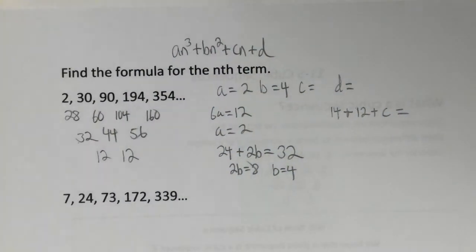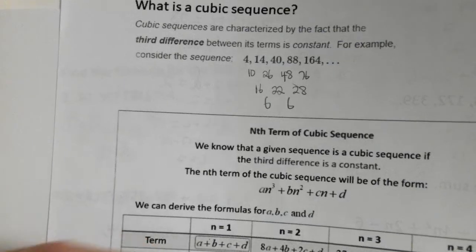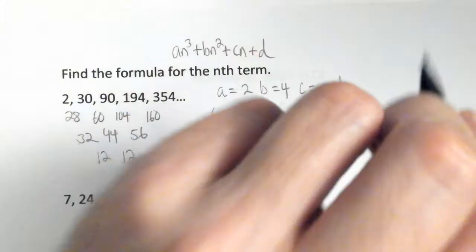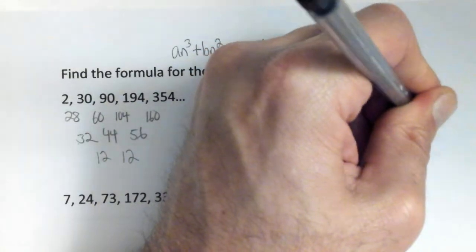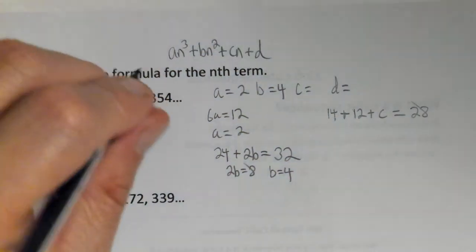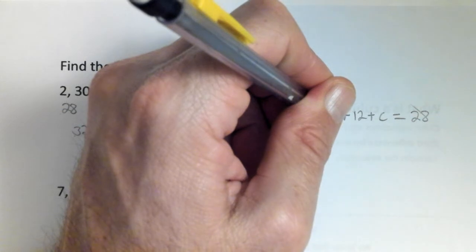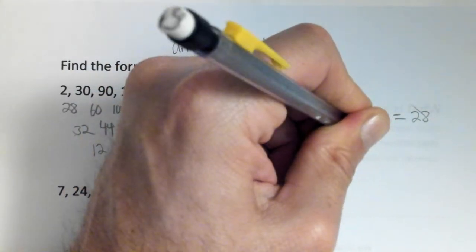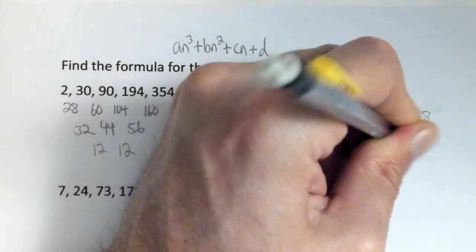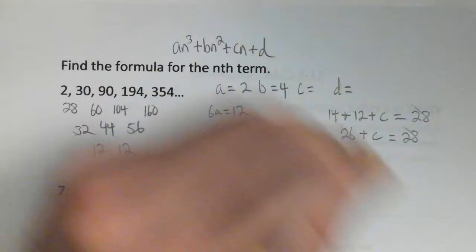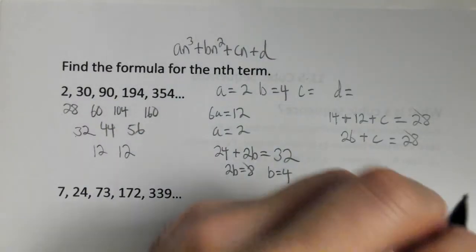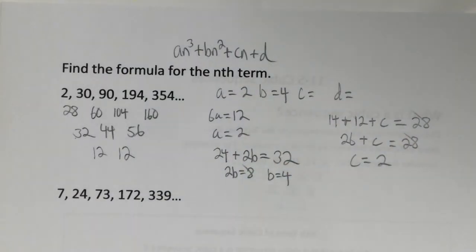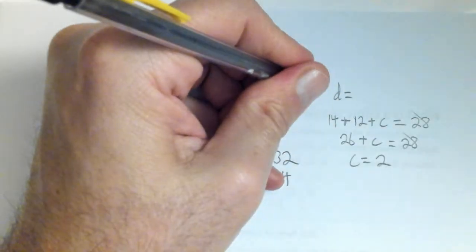Now, what is that first difference equal to? Well, it's going to be equal to 28 in this case. So I'm going to set that equal to 28 and solve it for c. 12 plus 14 is going to be 26, plus c equals 28. And we subtract 26, we can see pretty quickly that my c is equal to 2. And so 2 is the value for c.